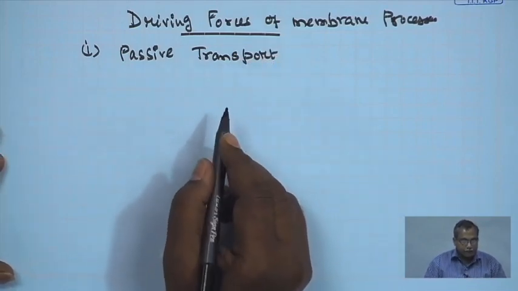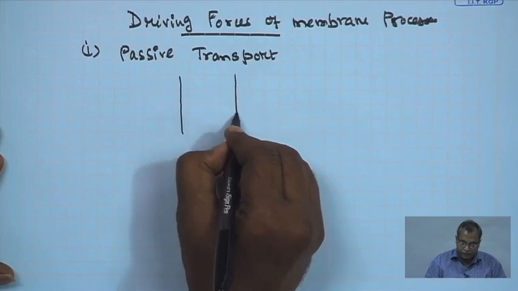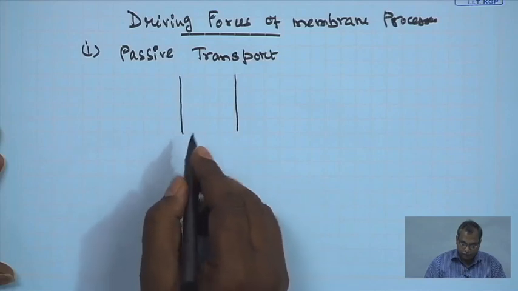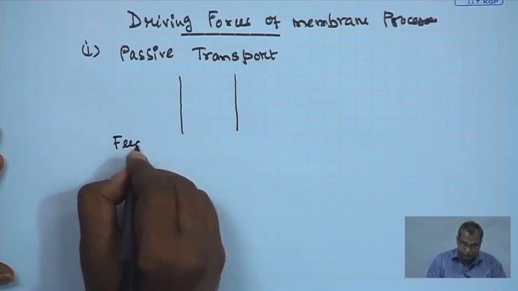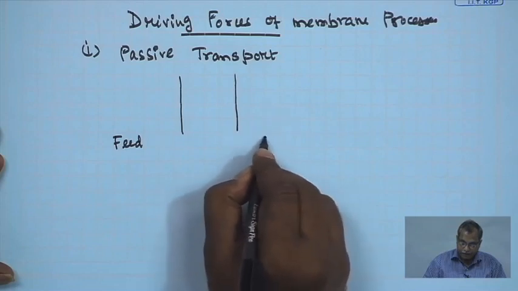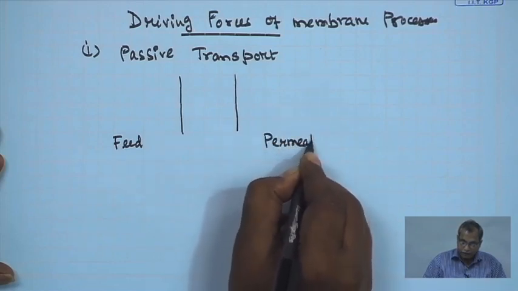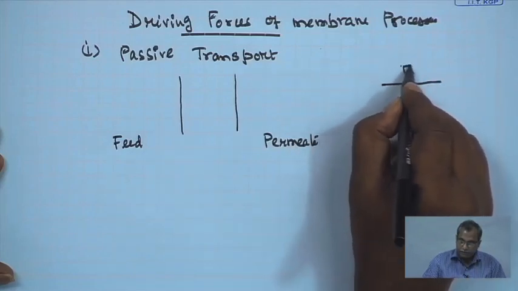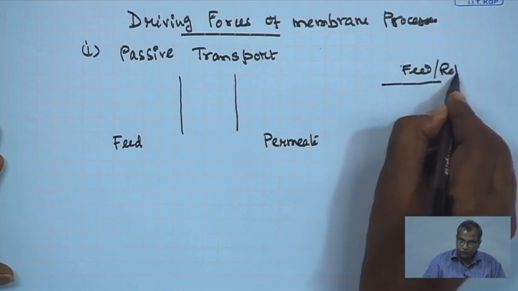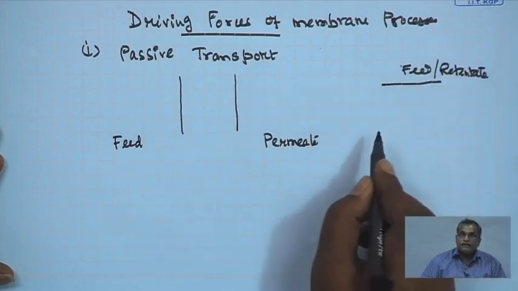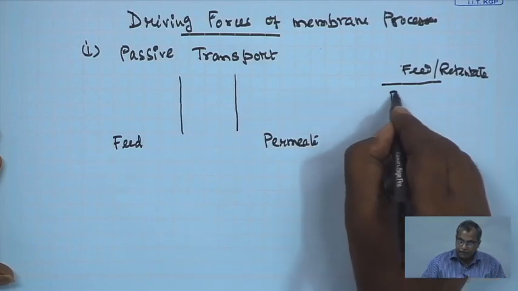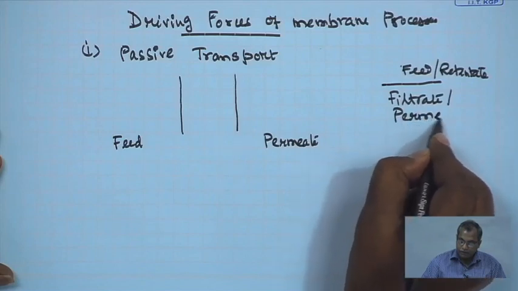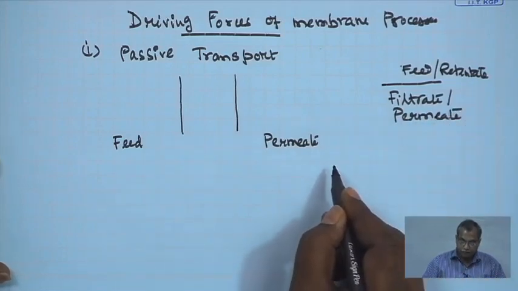In case of passive transport, the chemical potential in the feed stream is more than the chemical potential in the permeate. So, let us say this is the feed or retentate stream, and this is the filtrate or the permeate stream. By the way, in case of a membrane, the feed stream is also called the retentate stream, because that is retained by the membrane, and the filtrate is also known as the permeate stream or permeate side, because that has permeated through the membrane.